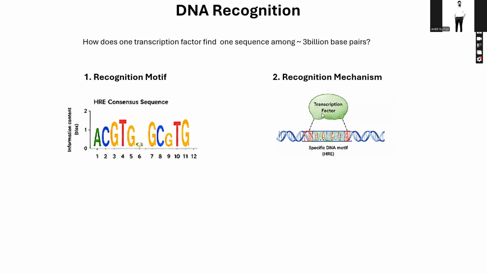So the working function of both of these is different. Here it is based on the shape and the chemical features of the motif. Even though motifs are short, they are unique enough to allow specific recognition. And this is how, based on the recognition motif and the recognition mechanism, the transcription factor binds to the DNA.